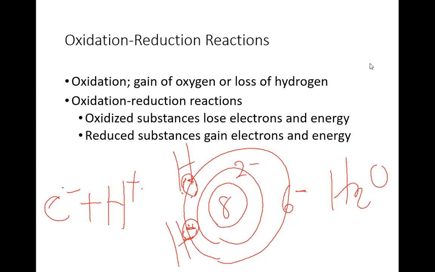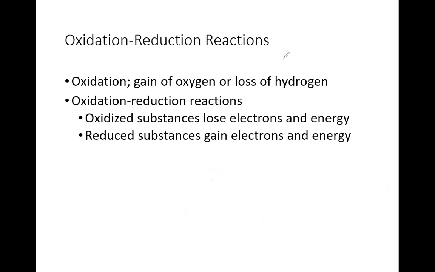So this is why oxygen is so essential to us. Without oxygen, we can't release those electrons. We can't release the electrons in food. We can't release very many of them anyway. So we say that an oxidized substance gives off electrons and gives off energy.